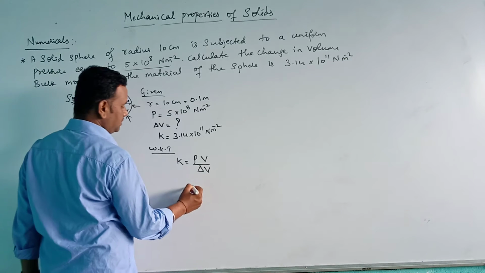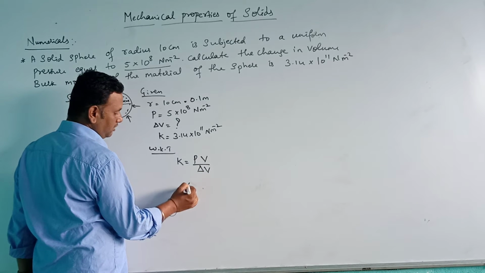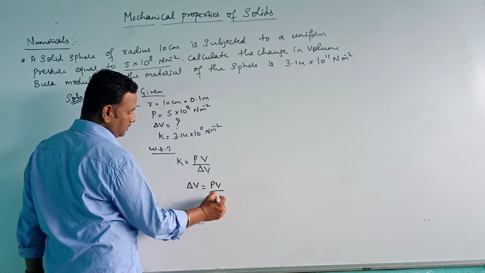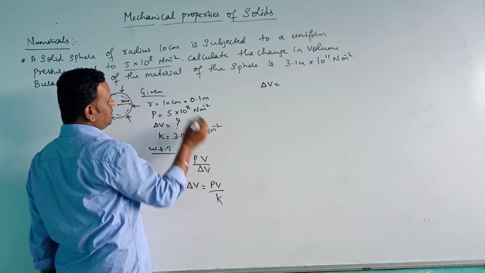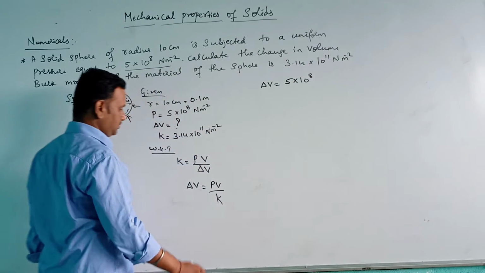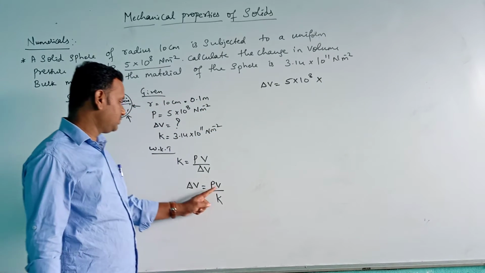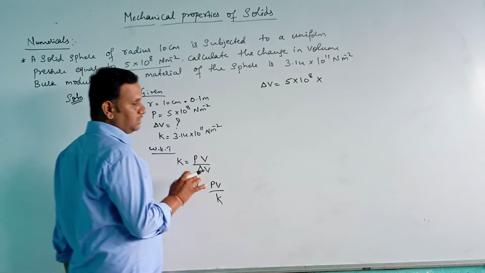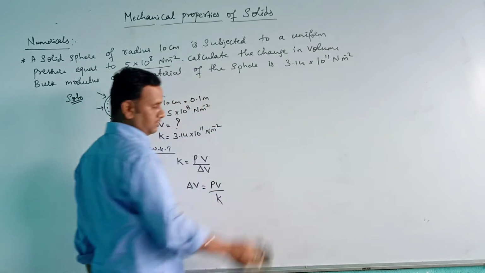So pressure is how much here? You have to calculate the change in volume, so we will rearrange this equation. So delta V is equal to PV divided by K. Therefore delta V is equal to P, pressure, 5 into 10 to the power of 8, into the volume. We don't know the volume here. So therefore, let us first find the original volume.